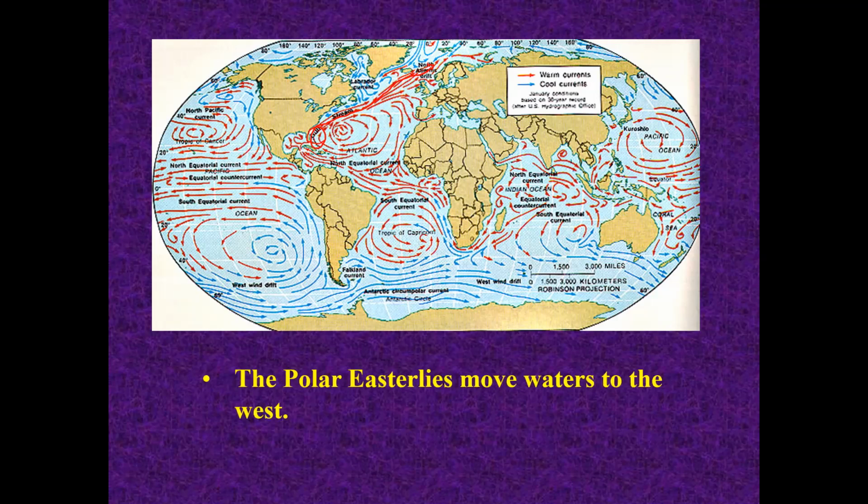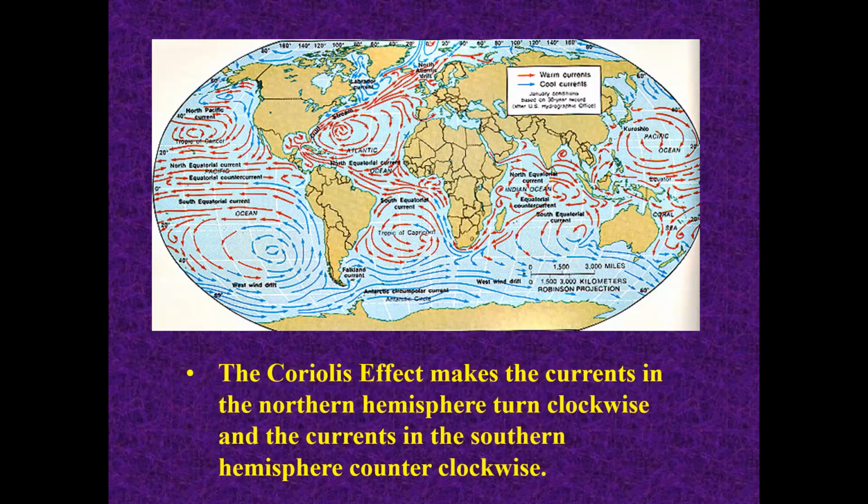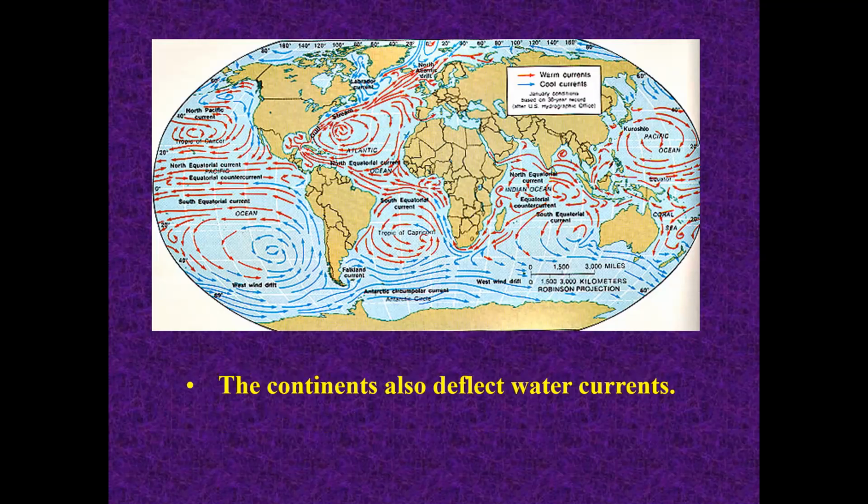The polar easterlies move waters to the west. From the east to the west, and their poles. And the Coriolis effect, remember, that's the spinning and deflection of all these winds, makes the currents in the northern hemisphere turn clockwise, and the currents in the southern hemisphere turn counterclockwise. So with the winds come these currents. Continents also deflect water because of their shape. Water is going to bounce off them.